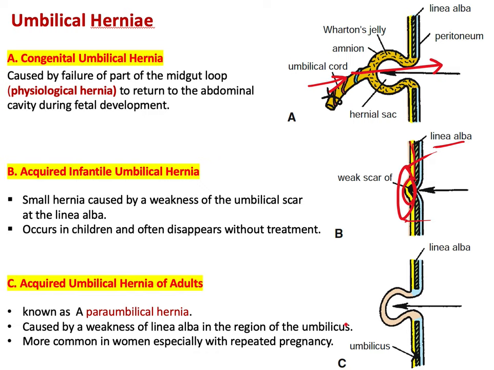But you have, guys, acquired umbilical hernia in adults. This is the umbilicus. Yes, it can be around it, close to it. It's known as para-umbilical hernia. Because of what? Because of a weakness in the linea alba. You know that the linea alba is formed by the fusion of the aponeurosis of oblique muscles and transverse abdominals, or the anterior abdominal muscles. So it's mainly common in women, those with repeated pregnancies.